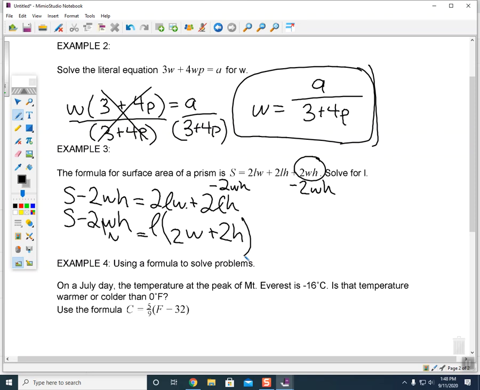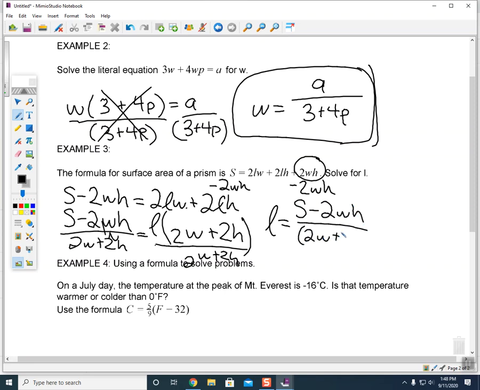Okay, I have one more step. What's my final step? Divide what? Yep, I'm going to divide both sides by 2W plus 2H. So now, if I can rearrange this, I've got L equals S minus 2WH all over 2W plus 2H. Done. Finished.